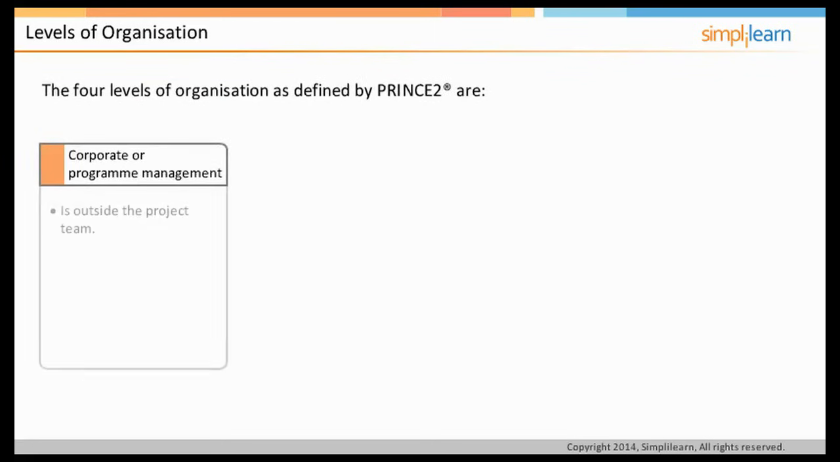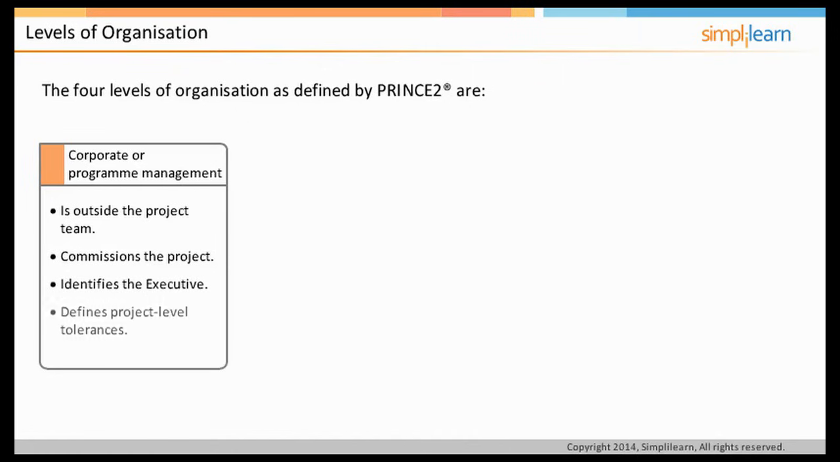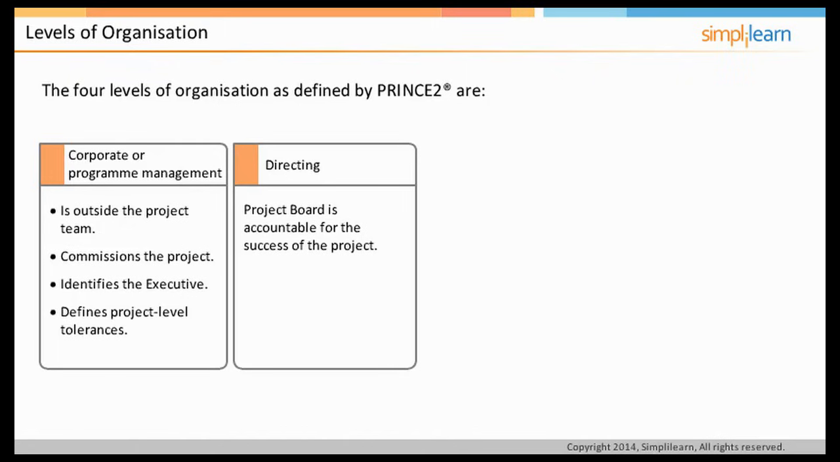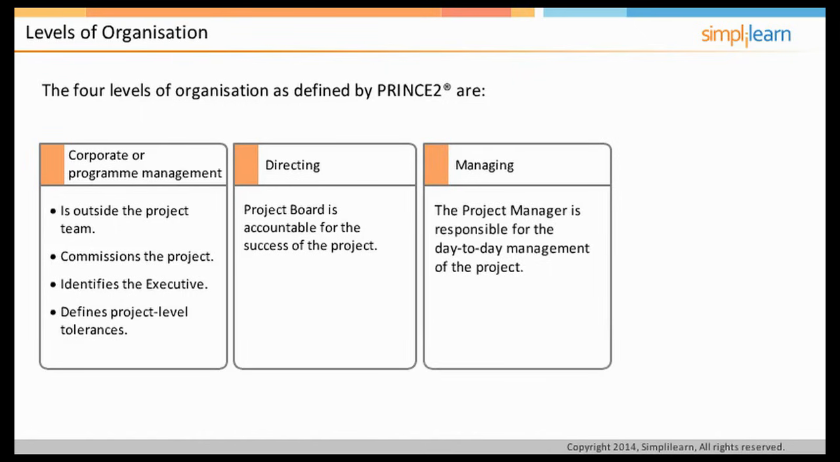Corporate or program management level is outside the project management team. However, they will be responsible for commissioning the project. This level is also in charge of identifying the executive and defining the project level tolerances within which the project board will work. The second level, called directing, is represented by the project board, which is responsible for the overall direction and management of the project within the constraints set out by corporate or program management. The project board is accountable for the success of the project. The third level, called managing, is represented by the project manager, who is responsible for the day-to-day management of the project within the constraints set out by the project board.